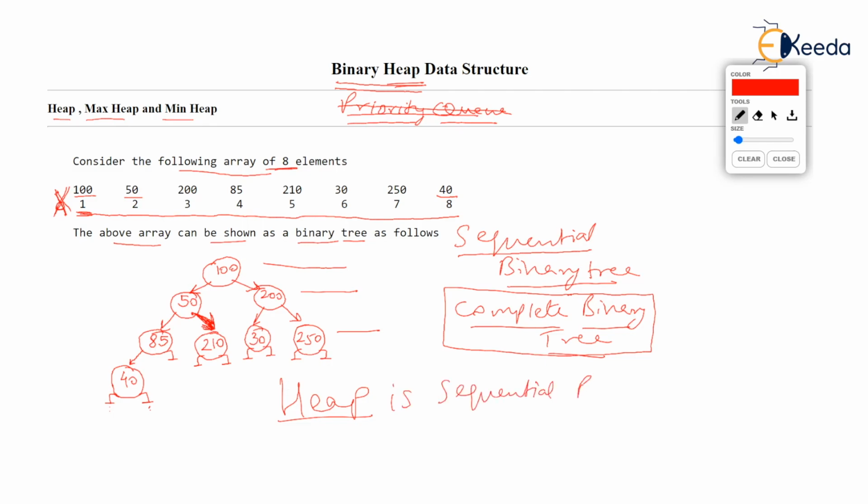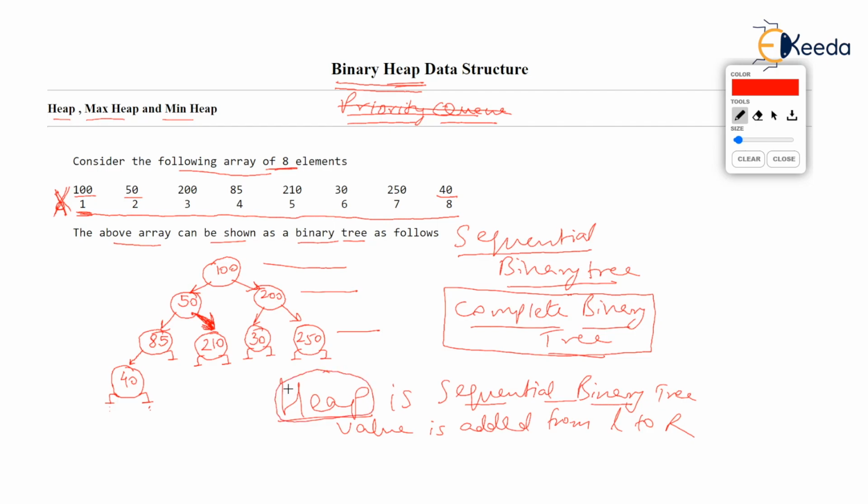It is a sequential binary tree in which values or data is added in sequence from left to right, L to R. If you keep adding the values from left to right, what you get is a sequential binary tree, and that sequential binary tree itself is called a heap.